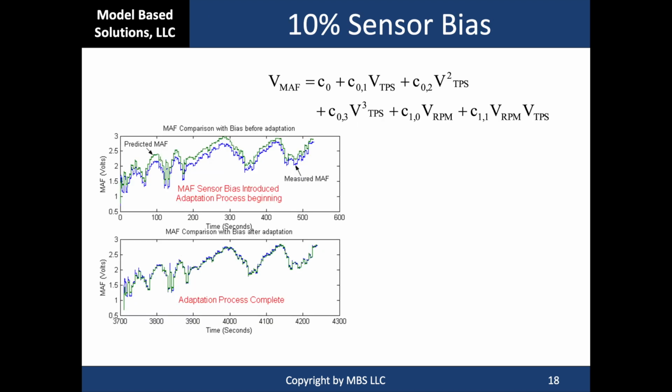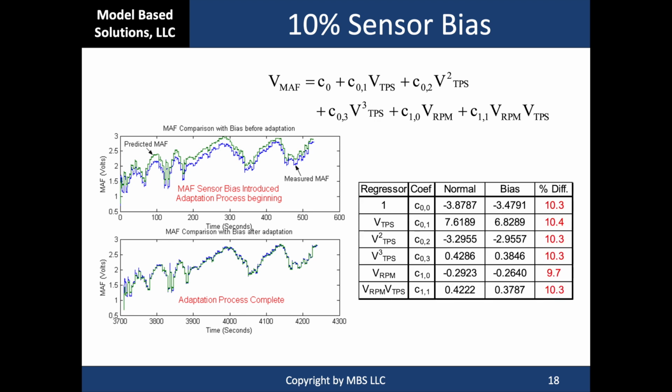The first case is a 10% sensor bias. The top graph is a comparison between the actual sensor measurement and the model estimate before adaptation. The bottom graph shows the results of the adapted model. Comparing the healthy coefficients labeled as normal and the adapted coefficients labeled as bias, the percent change in all of the coefficients are the exact same 10%, indicating a 10% sensor bias.